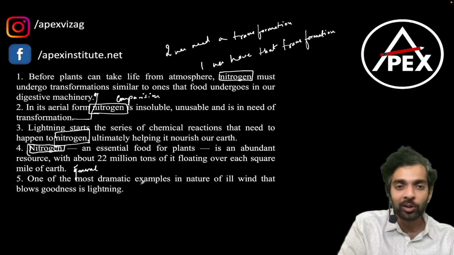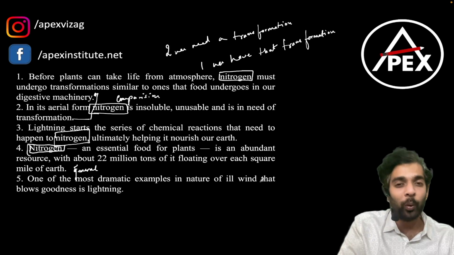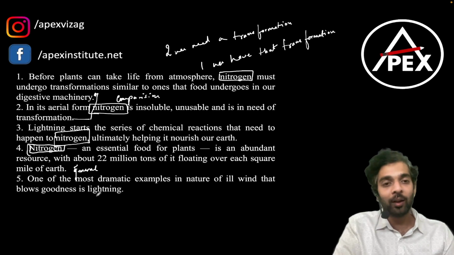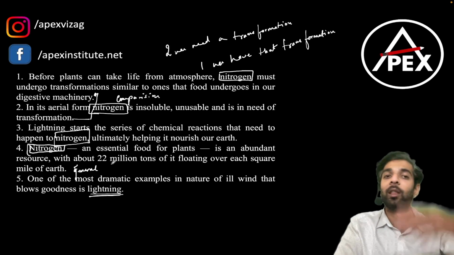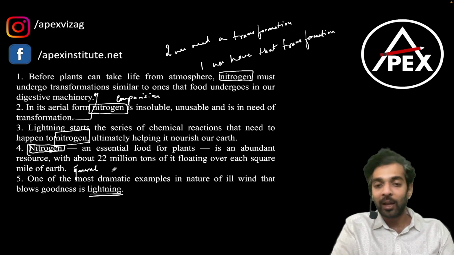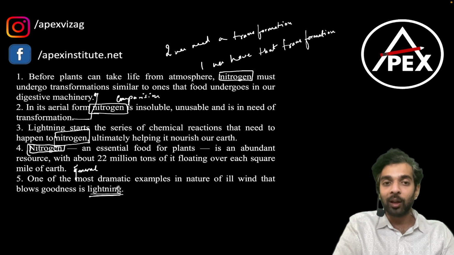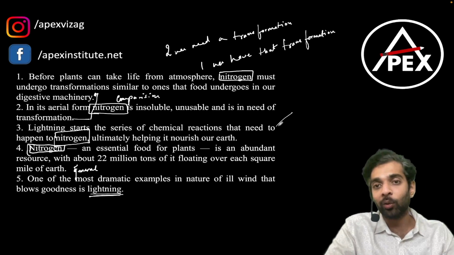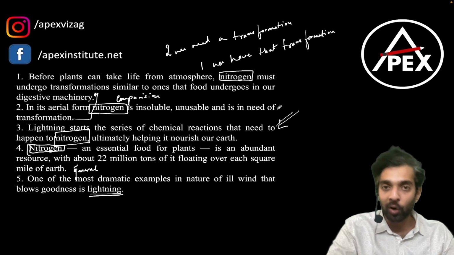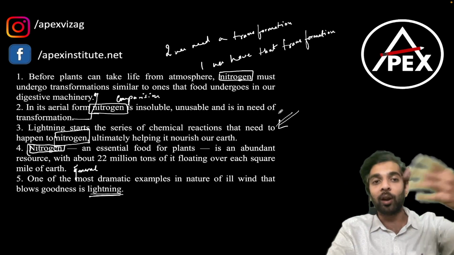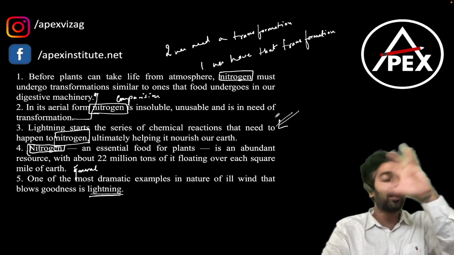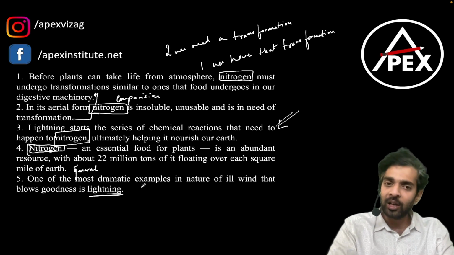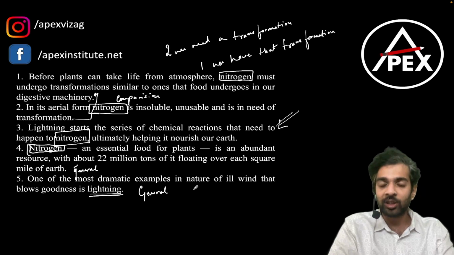Okay, 5th one. One of the most dramatic examples of nature's ill wind that blows goodness is lightning. So something bad that does something good is lightning. So because of lightning, everything else happens, right? Yes. Now very clearly we can see that lightning is something that is required by nitrogen. In statement 3 we get to see that, correct? That we need lightning for nitrogen and we need nitrogen to transform to get the food. So that is the kind of storytelling that I'm aiming to cultivate in you guys. Okay. So now very clearly this is the most general statement.